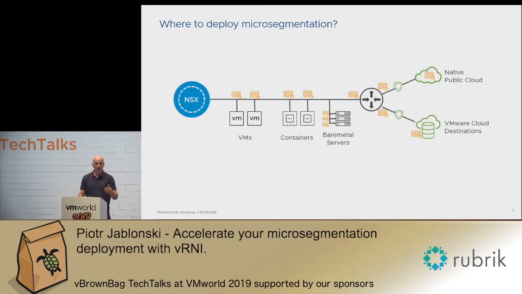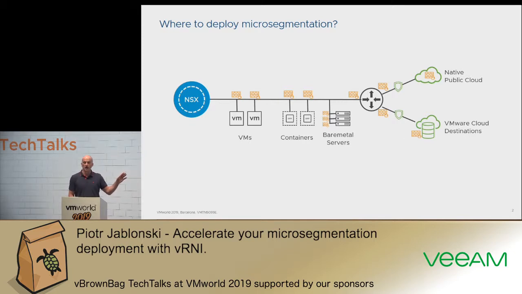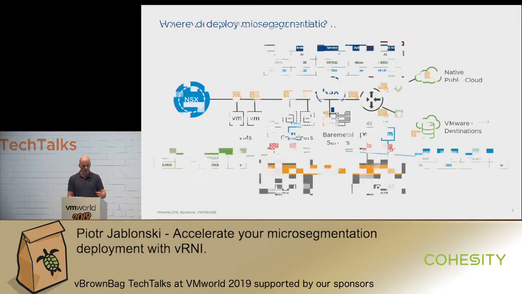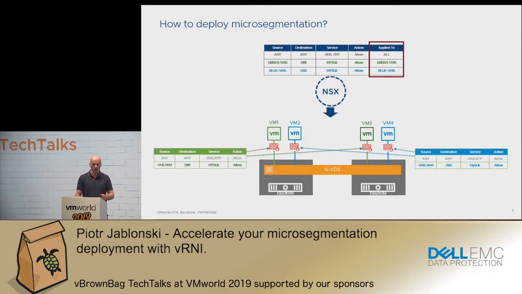So a fairly easy question is where to deploy microsegmentation, isn't it? Today with NSX-T you can deploy it on VMware workloads, with containers, with bare metal, as well as on cloud native, and also on physical components. This question is easy, but the next one is more troublesome. How to deploy microsegmentation? You need several rules.